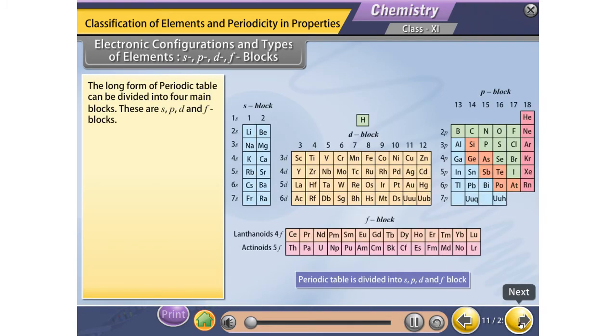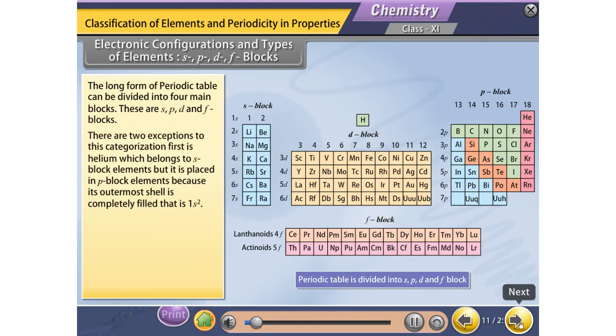The long form of periodic table can be divided into 4 main blocks. These are S, P, D and F blocks. There are 2 exceptions to this categorization. First is helium, which belongs to S block elements, but it is placed in P block elements because its outermost shell is completely filled, that is 1s2.